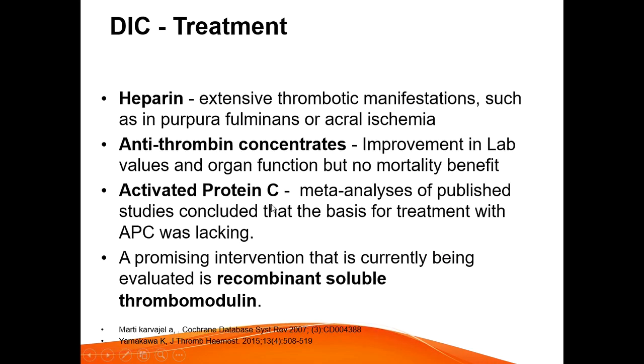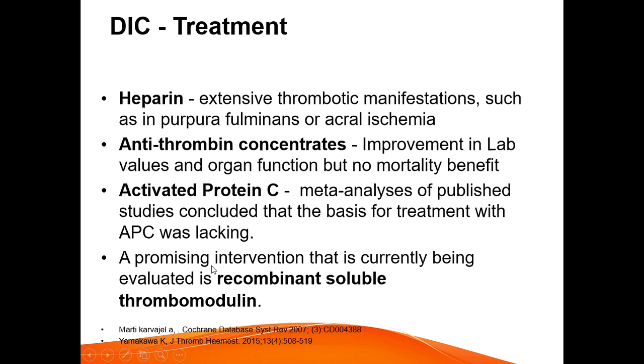Antithrombin concentrate, these are some experimental therapy, showed that there is improvement in lab values and organ function but no mortality benefit. Activated protein C came in a big way maybe about 10 to 15 years before, it came by the name of Xigris. We used it in multiple patients, but subsequently there was a trial which said that it does not help, so it was withdrawn from the market.